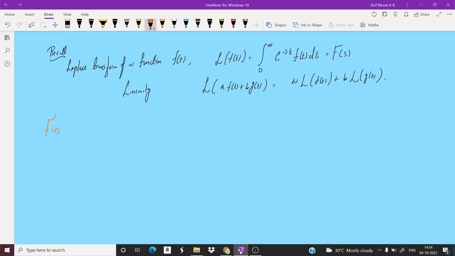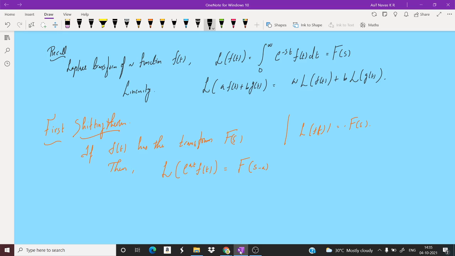The first shifting theorem states that if f of t has the Laplace transform capital F of s, that means if L of f of t is equal to F of s, then the Laplace transform of e raised to at into f of t is equal to F of, instead of s we will write s minus a. So this is the Laplace transform of e raised to at f of t. Okay. So I am not doing the proof. I have already shared a video where I have done the proof.